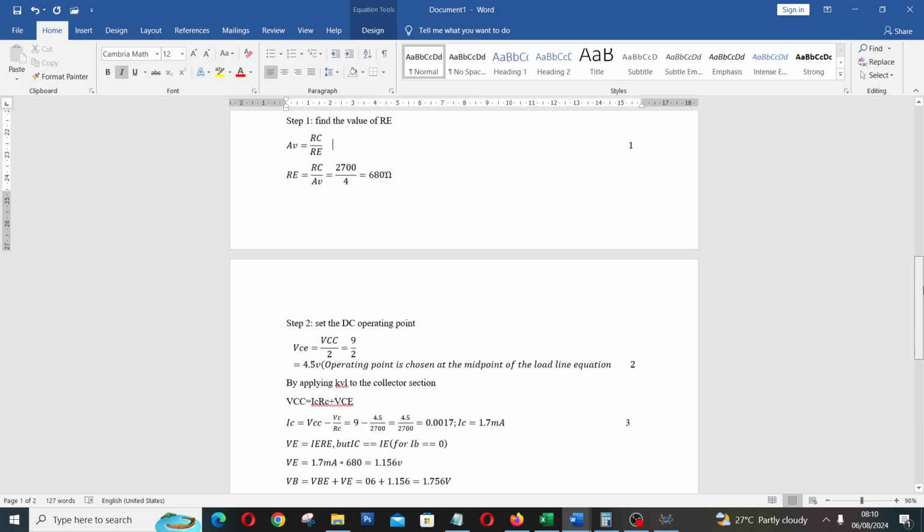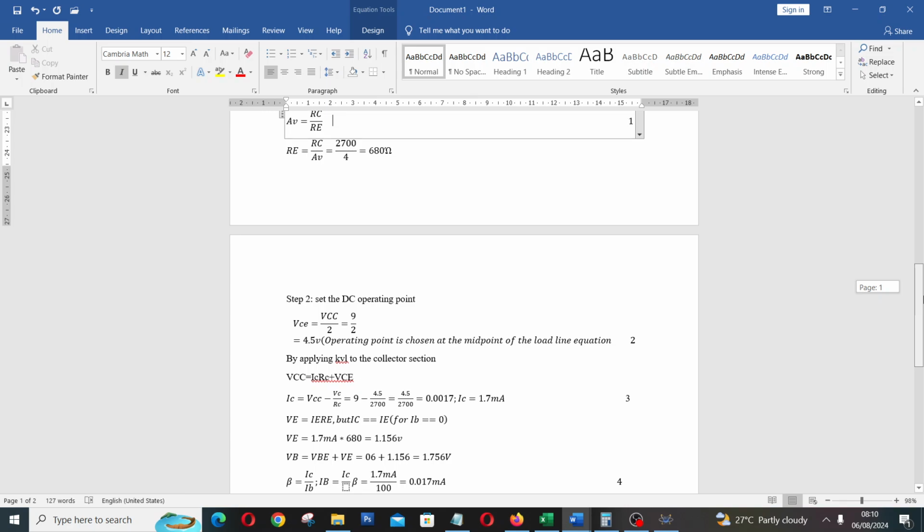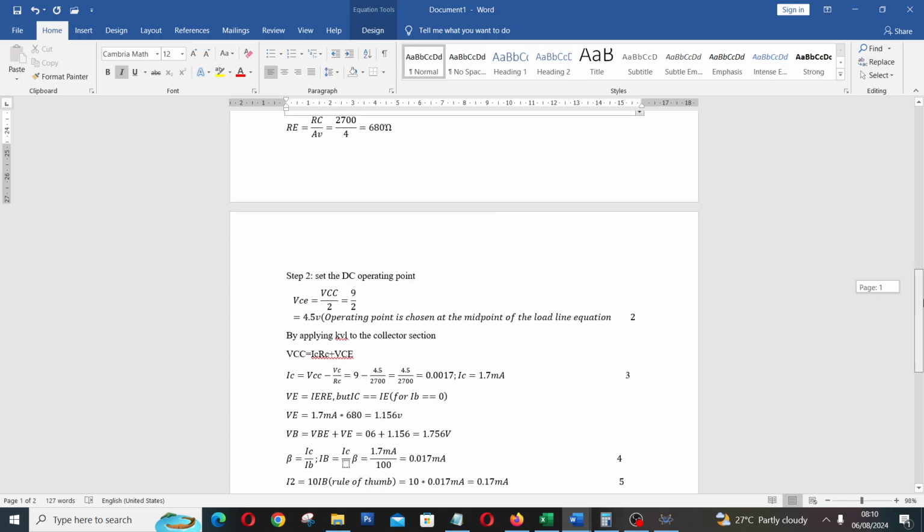Then step 2 is to find the DC operating point. When you draw the load line graph of a transistor, in order to have stable operation, you set your DC operating point at the midpoint of the graph, which is equal to VCC over 2. VCC is 9 volts, which gives us the DC operating point, that is VCE, to be 4.5 volts.